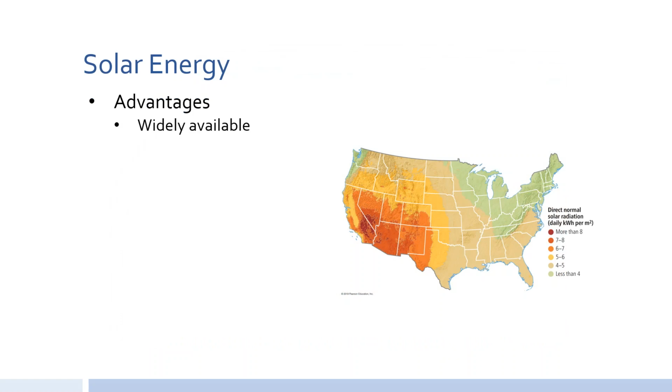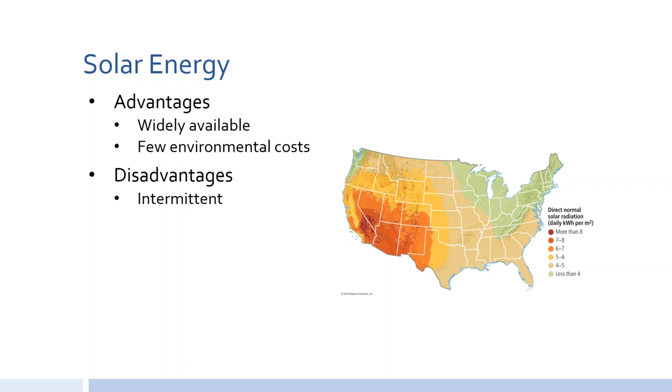Some of the advantages of it: it's widely available, which is great. There are very few environmental costs. Some of the disadvantages: it can be intermittent. Depending upon the season or the time of year, you can capture more or less solar power. It's also regional. Obviously, the Southwest United States receives more direct solar radiation than Maine does. And then also distributing it, right? We need power lines in order to distribute this out. If you have a solar farm out in the desert, you are going to need to distribute it to homes.